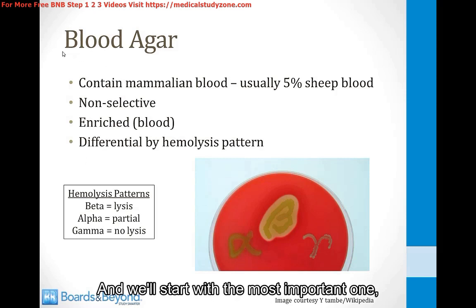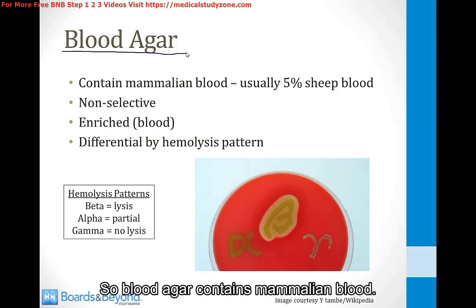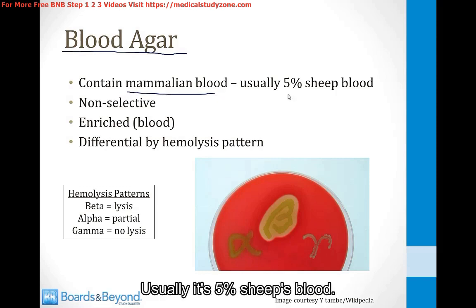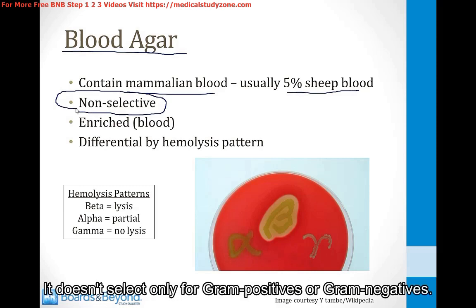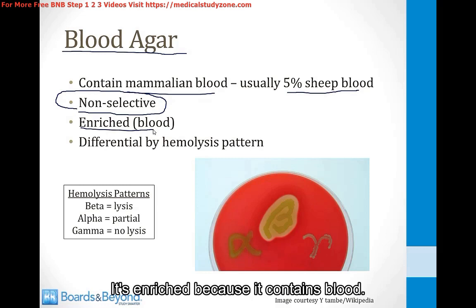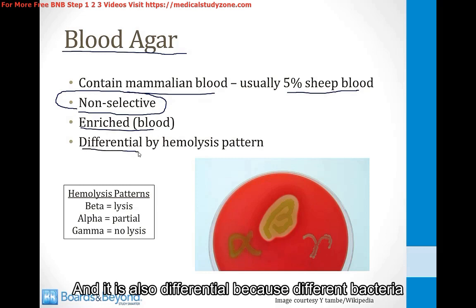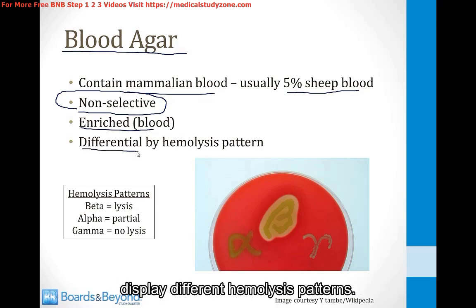And we'll start with the most important one, which is blood agar. So blood agar contains mammalian blood. Usually it's 5% sheep's blood. It is a non-selective media, so lots and lots of bacteria will grow. It doesn't select only for gram-positives or gram-negatives. It's enriched because it contains blood, and it is also differential because different bacteria display different hemolysis patterns.